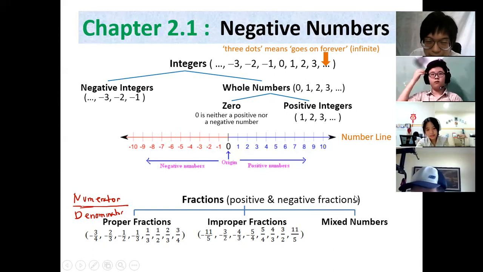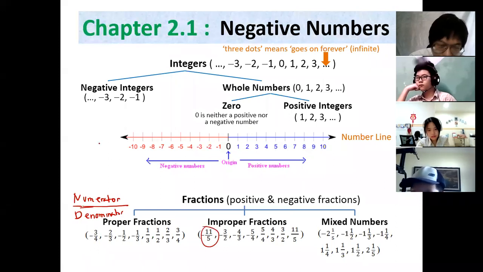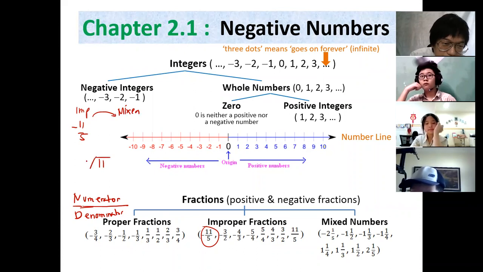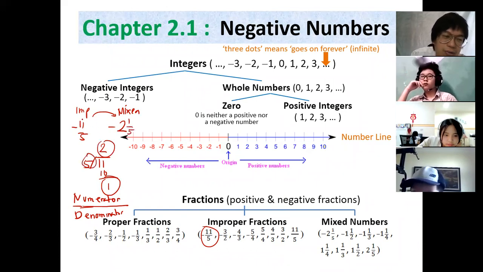Good. And a mixed number is obtained by changing an improper fraction. For example, negative 11 over 5. This is improper, so you can change it into a mixed fraction. How do you do this? 11 divided by 5. You ignore the negative first, and then you put 2, and then 10, you put 1. So this is the remainder. So negative 2, and the remainder is 1 over the divisor.